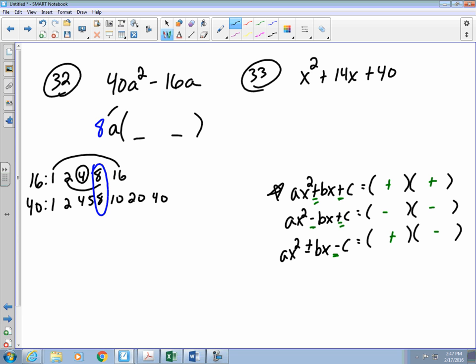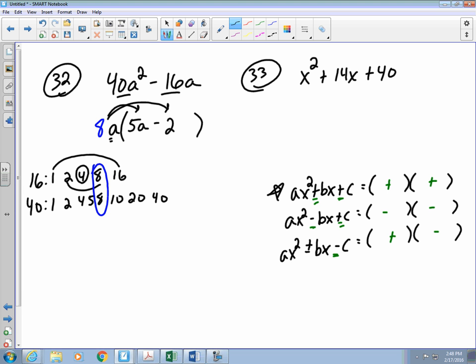So you have to ask yourself, well, 8a times what is going to give me 40a squared? Well, I know right here, 5 times 8 gave me 40. Now I need a squared, so I also want an a, because a times a would be a squared. So I need a 5a there. And then 8a times what is going to give me negative 16a? Well, it's going to have to be negative, definitely, because a positive 8 times something negative will give me that. Negative 2 specifically will give me negative 16, and I don't need to put an a with the 2 because I have the a already out front. So 8a times negative 2 would be negative 16a.